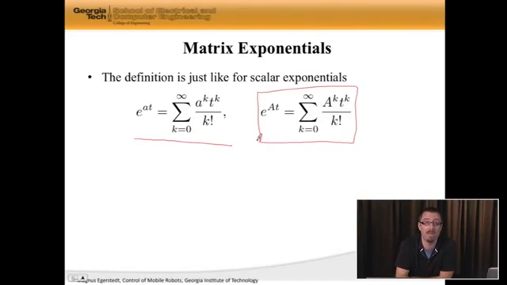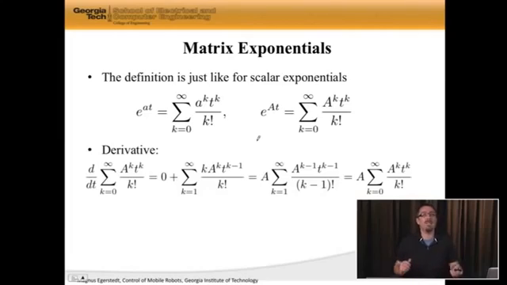So the definition of a matrix exponential is just this sum. Now, it turns out that it's actually not that important for us to be able to compute matrix exponentials very much. However, we need to know where they come from, and they come from this sum. And the reason why this is useful is that it allows us to compute the derivative of a matrix exponential.